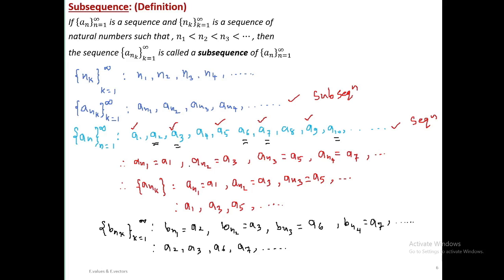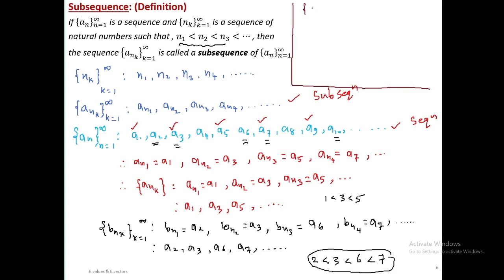Okay. So here you look at n1 is less than n2 is less than n3. That's what you look at. n1 is 1, n2 is 3, n3 is 5. So indirectly 1 is less than 3 is less than 5. Similarly here, what is n1? n1 is 2. So 2 is less than n2, which is 3. 3 is less than n3, which is 6, and n4 is 7, like this. And these are natural numbers, n1, n2, n3, all of these. This is a sequence an.